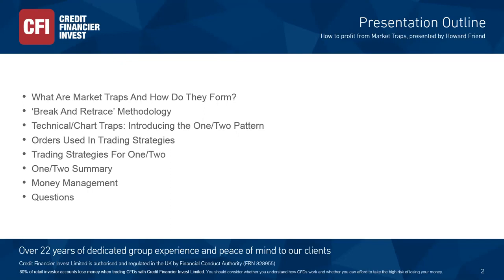And then I will introduce you to the 1-2 pattern or trading setup, which I use for identifying trap situations, which can give you good entry into an existing trend. I'll talk about the orders that I use in trading, and then I'll go through the trading strategies that can be used to benefit from the 1-2 trading setup. I'll summarize, and then I'll talk a bit about money management. And at the end, if there are any questions, I'll be very happy to answer any questions that you may have.